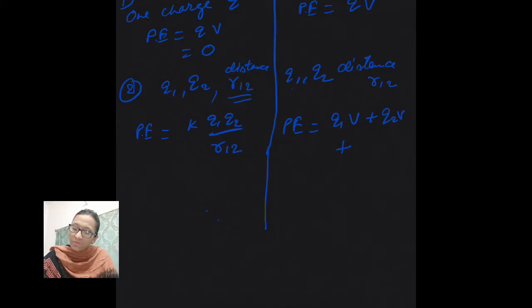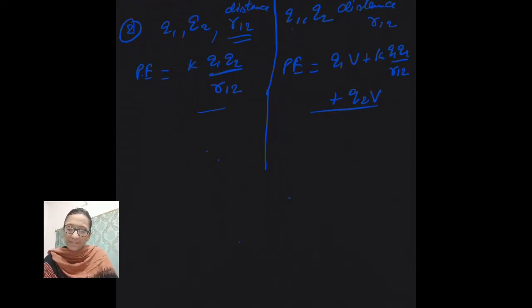Now firstly you bring, okay, let me delete this first of all. At the position of Q2 charge, this Q1 charge will create some potential. Let me write that potential: Q1 Q2 upon R12 plus, now in the external field we have potential due to Q2 charge, and this is Q2V. So with no field and with field, the potential energy varies.